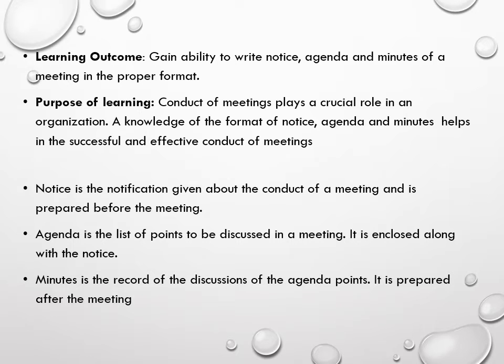Notice is a prior information. It notifies the name of the meeting, date, time, and venue of the meeting, and it is prepared before the meeting. And along with the notice, agenda is enclosed. Agenda is a list of points to be discussed in the meeting, and minutes is a record of the points discussed in the meeting, and minutes is prepared after the meeting.